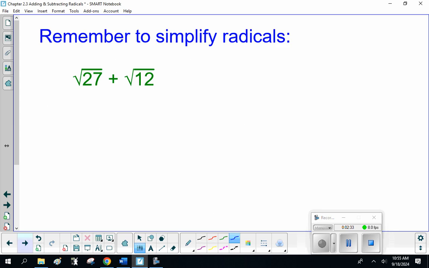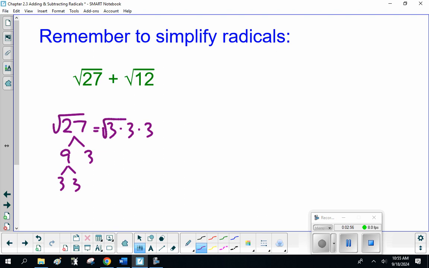Because how would I be a little tricky here or make you think? Simplify. So if I ask you to add square root of 27 plus square root of 12, you're going, I can't do that. But last lesson we talked about simplifying. 27 is 9 times 3, which is 3 times 3. So this is 3 times 3 times 3. Now this is the square root, so we're looking for pairs. So that's 3 squared times 3, or 3 square root 3. So the square root of 27 is 3 square root 3.